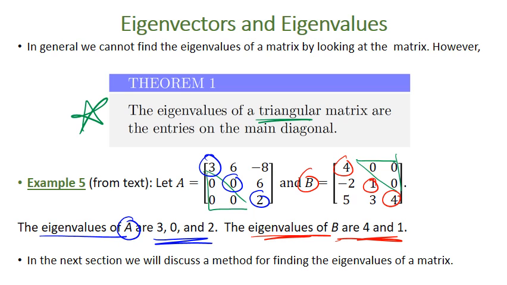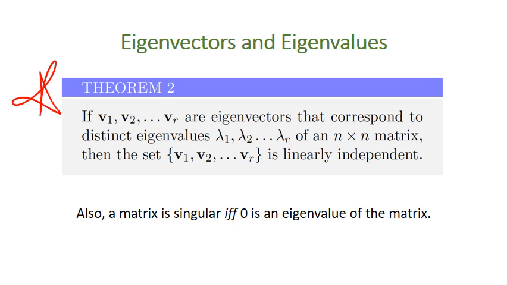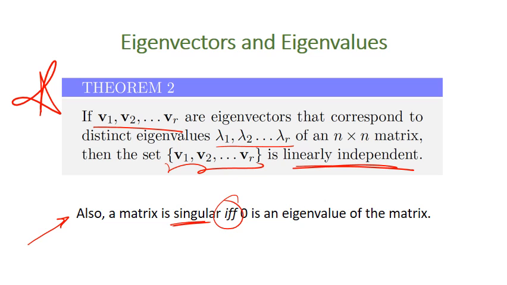So in the next section, we'll discuss a method for finding eigenvalues of a matrix. But the last thing I want to share with you is Theorem 2, which basically says if you have a set of eigenvectors that correspond to a set of distinct eigenvalues of a square matrix, then that set of eigenvectors is linearly independent. And then the last thing, a matrix is considered singular if and only if 0 is an eigenvalue of the matrix.